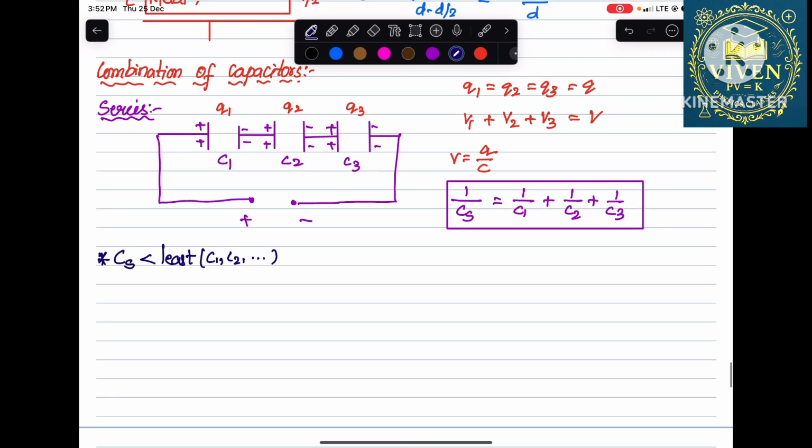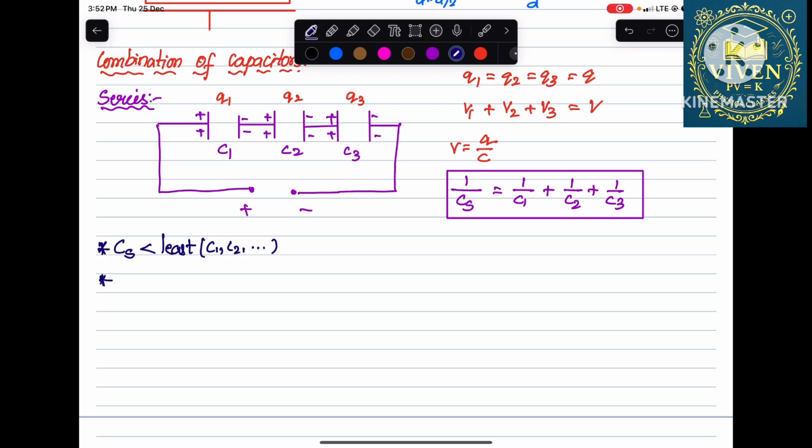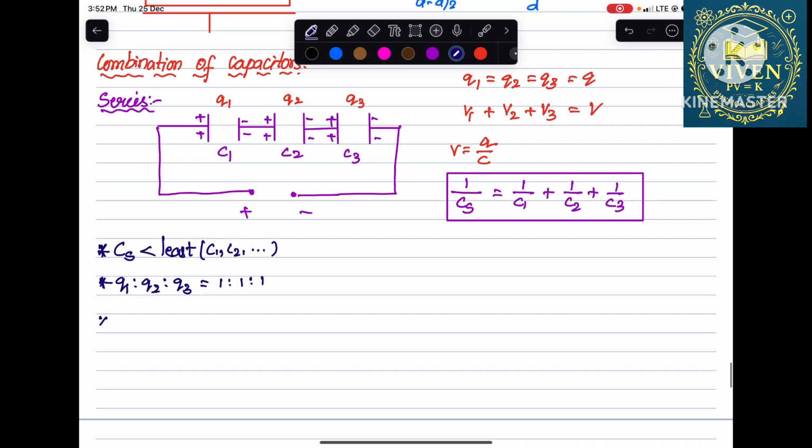Clear? And one more thing I would like to give you for understanding is the ratio of the charges. So Q1 is to Q2 is to Q3, since all have identical charges, we will have 1 is to 1 is to 1. And the voltage ratios, V1 is to V2 is to V3, is simply 1 by C1 is to 1 by C2 is to 1 by C3.